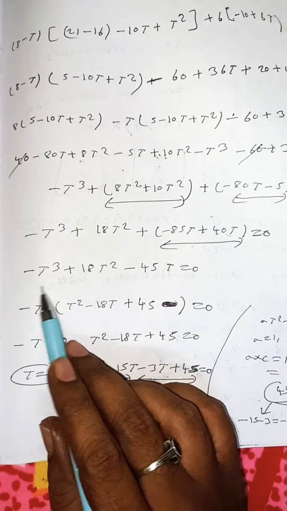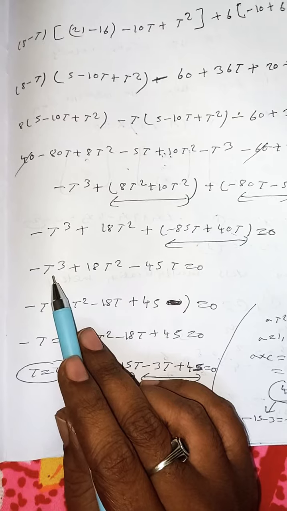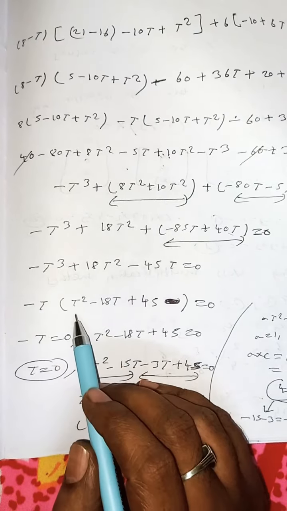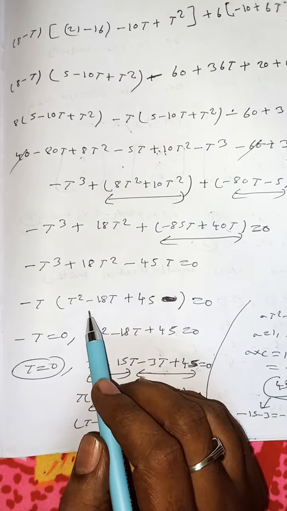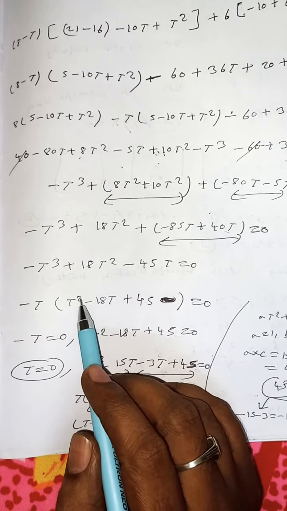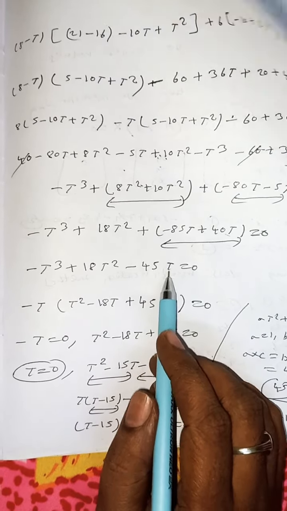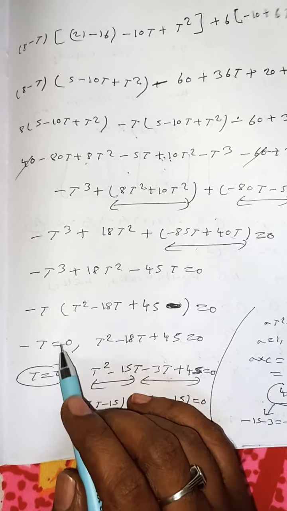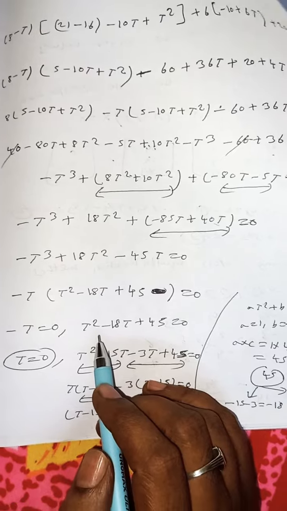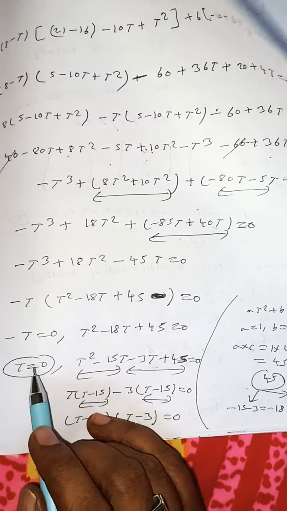So here overall we can take minus lambda common. Taking minus common means negative will become positive, positive will become negative, negative will become positive. So power 3 will change to power 2, power 2 changes to power 1, and here simply the constant. So minus lambda is equal to 0, here lambda square minus 18 lambda plus 45 is equal to 0.